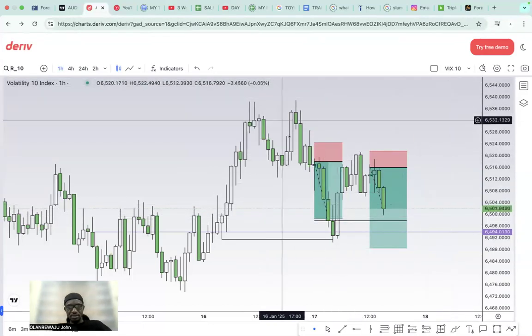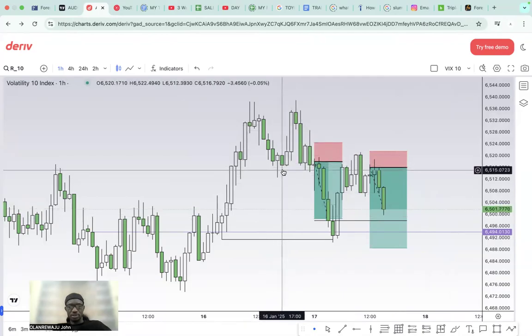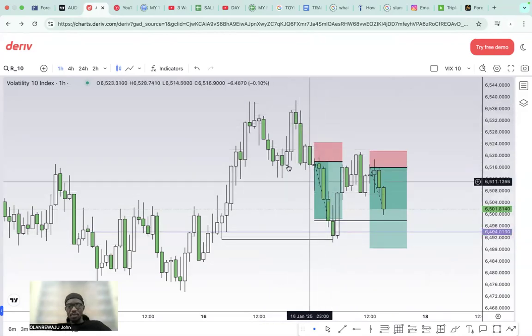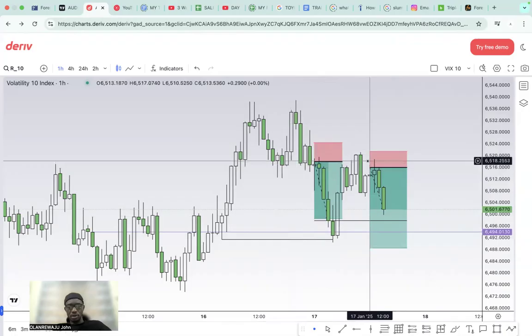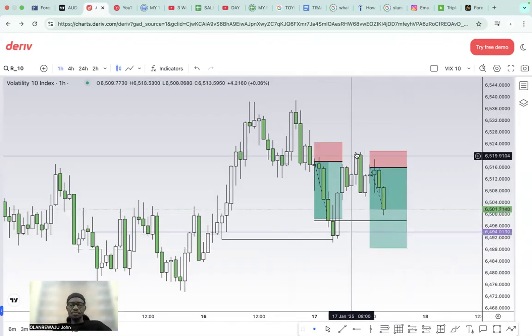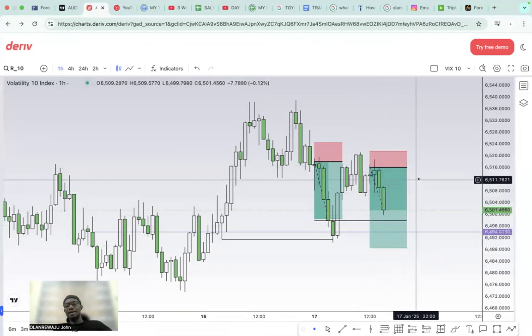It's simple. This is support. Price found support here. That was why price went up. Market came down. The support got broken. And now the support is what? The support is turning resistance. And when price got there, could I have sold immediately? Yes, I could have, but confirmation has given me a better bias.